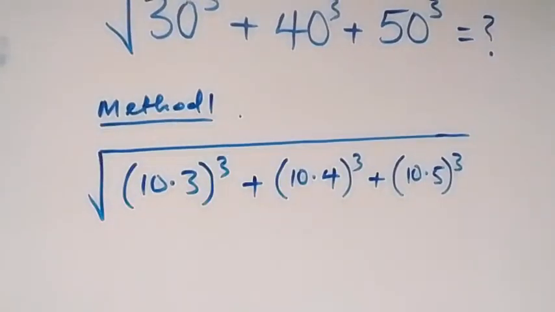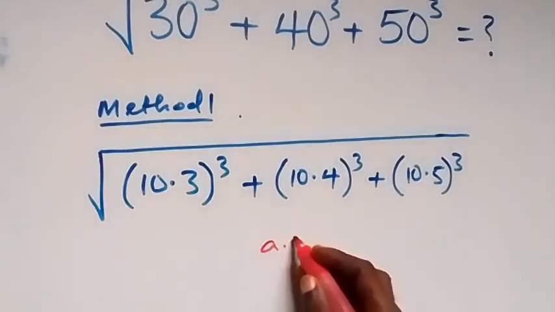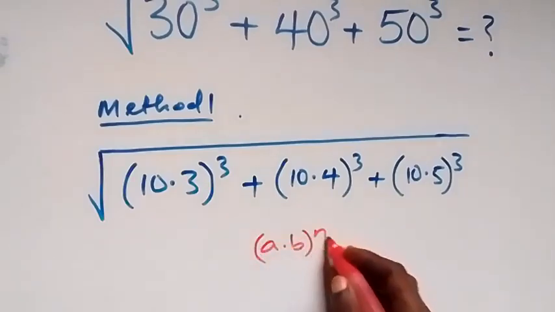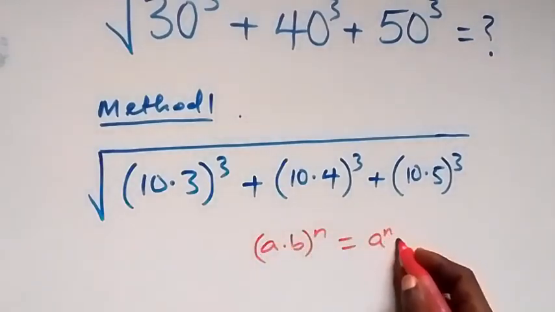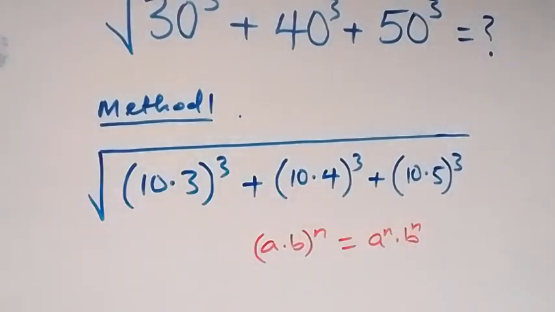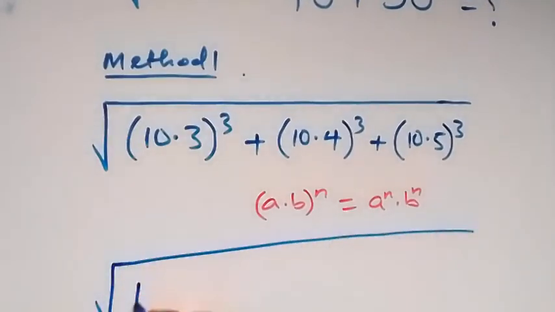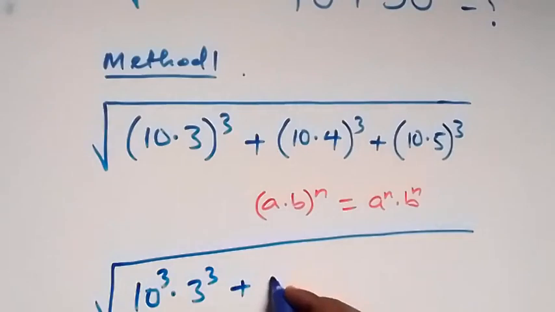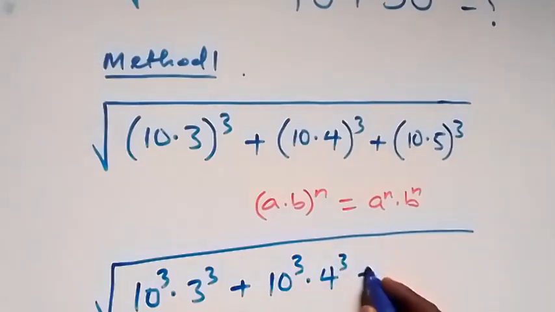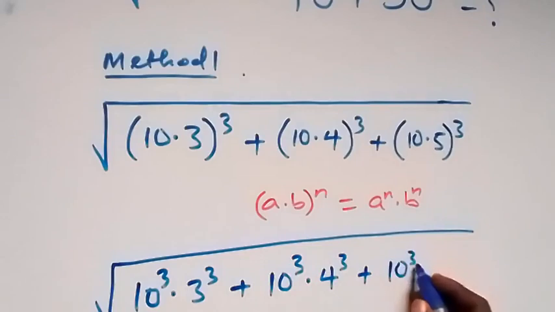Then next step, on the law of indices, when we have a times b raised to power n, this can be written as a raised to power n times b raised to power n. That is, we can write this again as square root of 10 raised to power 3 times 3 raised to power 3, plus 10 raised to power 3 times 4 raised to power 3, then plus 10 raised to power 3 times 5 raised to power 3.